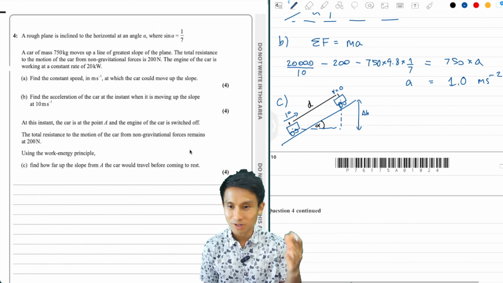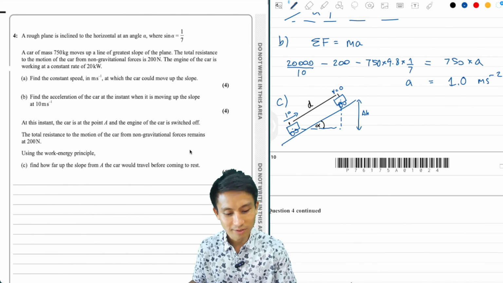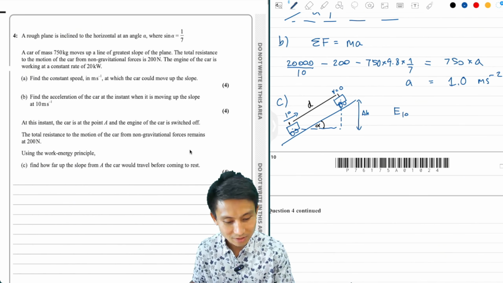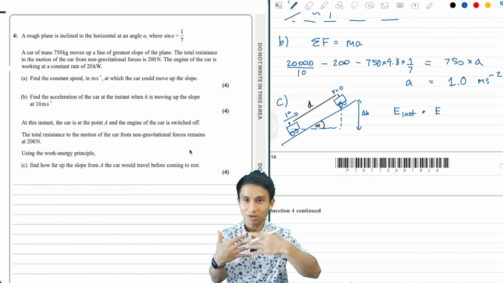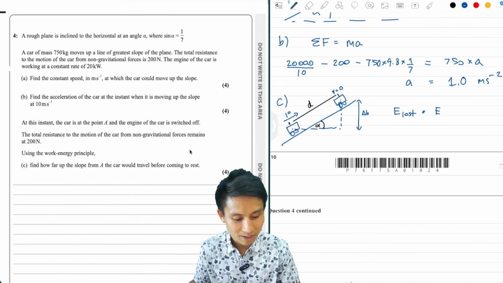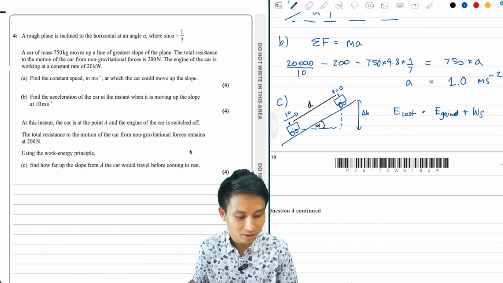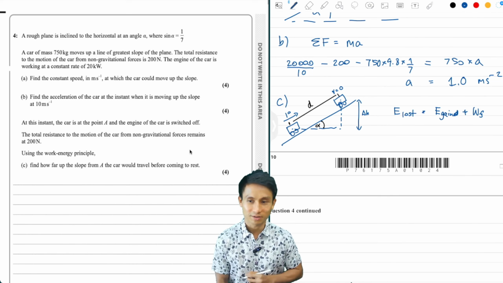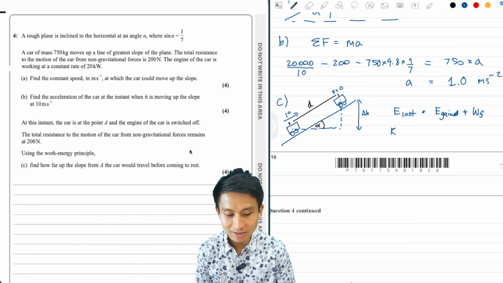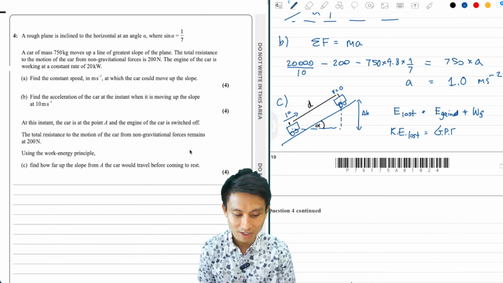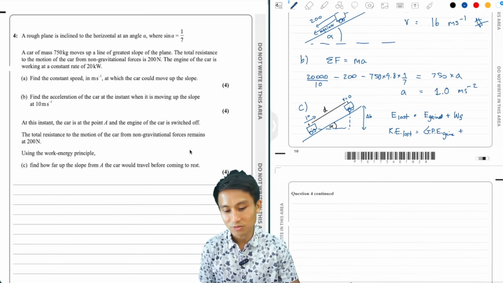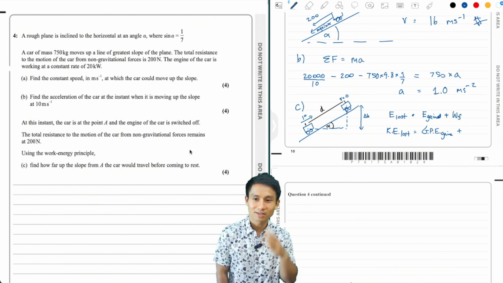Because, okay, let's talk about the big picture. Work energy principle. So the energy lost usually is going to be equal to, because you are transferring from some energy to some other energy, so I'm doing energy loss equals energy gained, but plus some work done to overcome friction or resistive force. The energy loss in this case is the kinetic energy lost. The energy gain in this case is the GPE gained. The work done to overcome friction is just basically the resistive force times the distance.